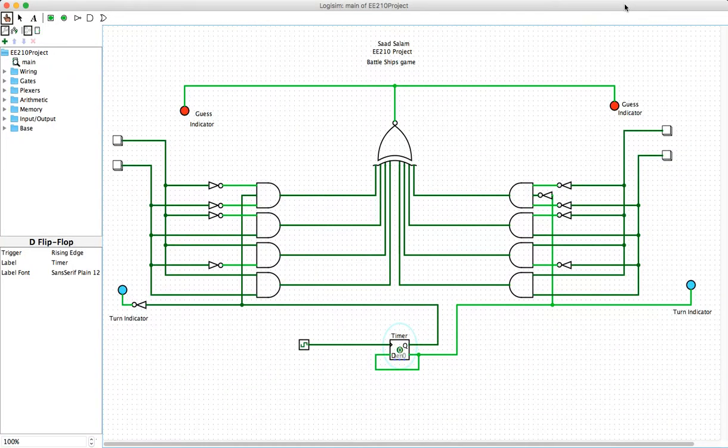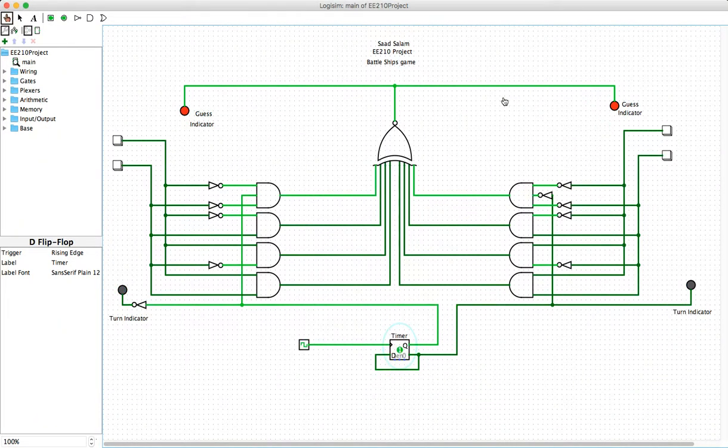This was my EE210 project in which I attempted to implement a Battleships game in Logisim using two decoders, four LEDs, an exclusive NOR gate with 8 inputs, and a D flip-flop to serve as a timing device. So if I start the simulation now, we can see how the project is designed to work.